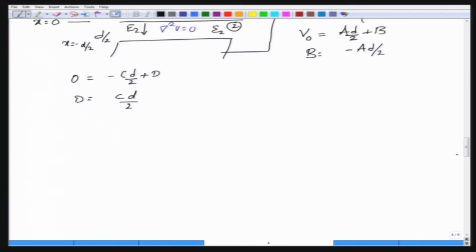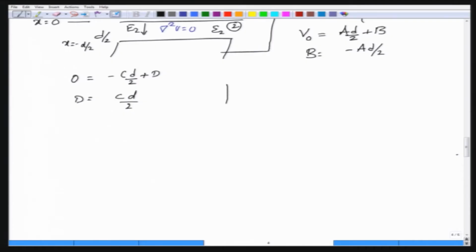So, I have removed 2 out of 4 constants by writing b in terms of A and writing d in terms of C. Now, here is where I have to use the third boundary, right. So, at the third boundary what is happening?